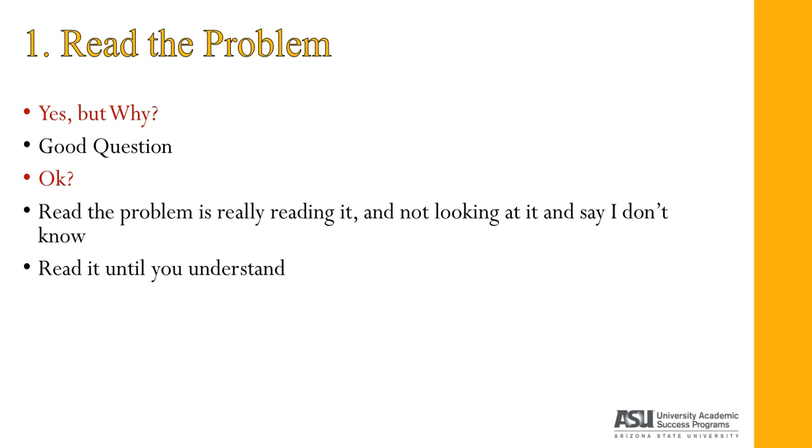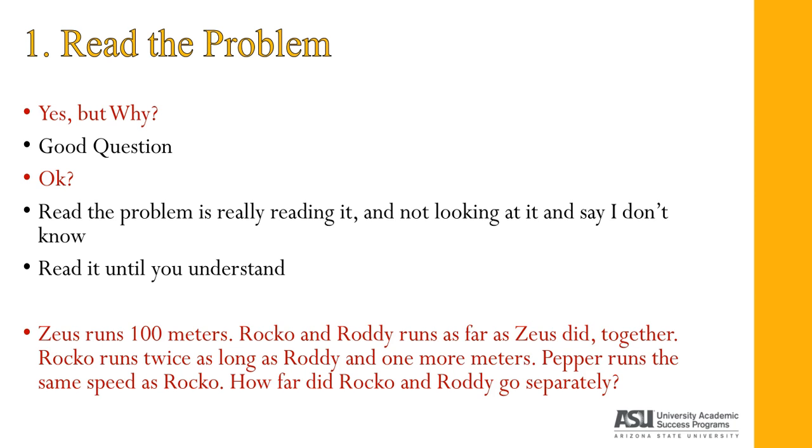Can I reread the problem out loud to see if I am truly understanding it? Totally. Go ahead. Zeus runs 100 meters. Rocco and Roddy run as far as Zeus did together. Rocco runs twice as long as Roddy and 1 more meter. Pepper runs the same speed as Rocco. How far did Rocco and Roddy go separately? What I think I am understanding in this problem is that there are 4 people and we know how far Zeus ran but not the other 3. We only know Pepper's speed. We know that Rocco and Roddy together ran as far as Zeus.